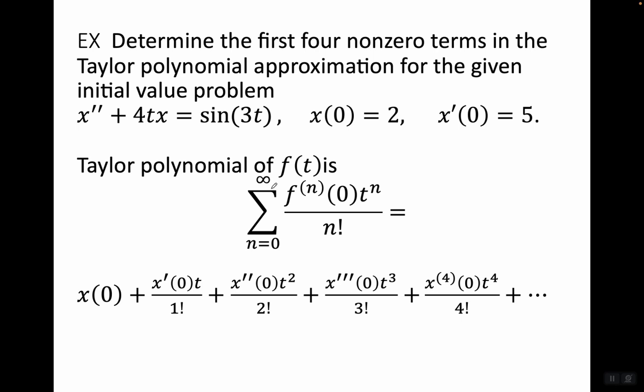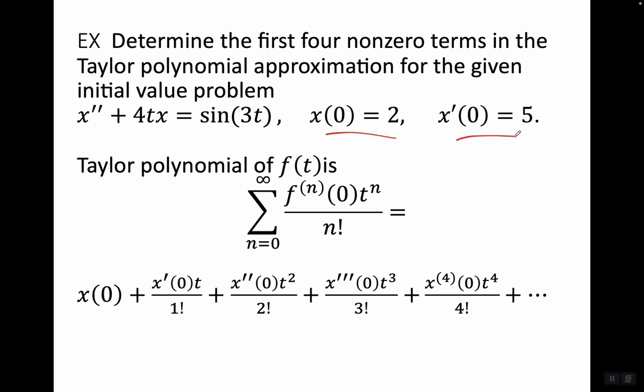Determine the first four non-zero terms in the Taylor polynomial approximation for the given initial value problem, x double prime plus 4tx equals sine 3t. Notice in this problem, our function is x. X is a function of t. And if you have a second derivative, you need two initial values. So we have x of 0 equals 2, x prime of 0 equals 5.